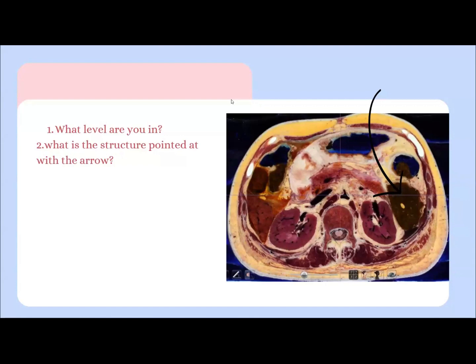T11. L1, descending colon. Okay, L1. Okay, how did you know we're in L1? That's what I want to know. Because someone answered T11. So why did you answer L1?